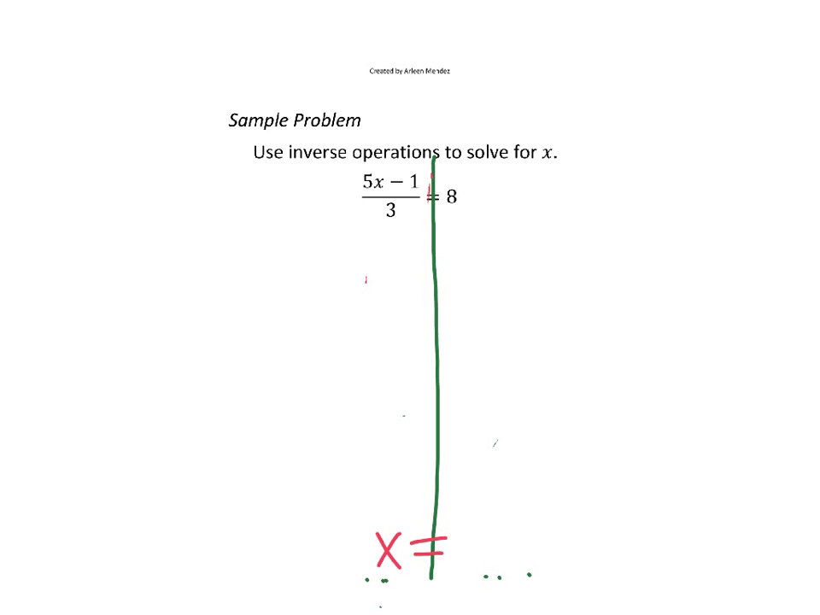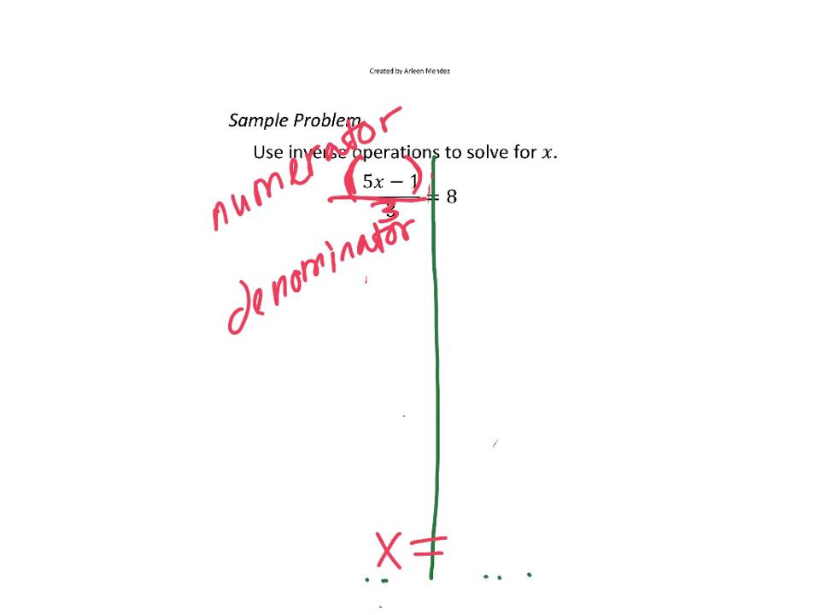There are some invisible parentheses right here because it's saying that all of this in the numerator is being divided by 3. So the 3 is in the denominator, kind of like a separate room, while everything else is in the numerator. So everything else, that 5x minus 1, that's all in the numerator. So the first thing to go is going to be that divided by 3. That divided by 3 is farthest away.